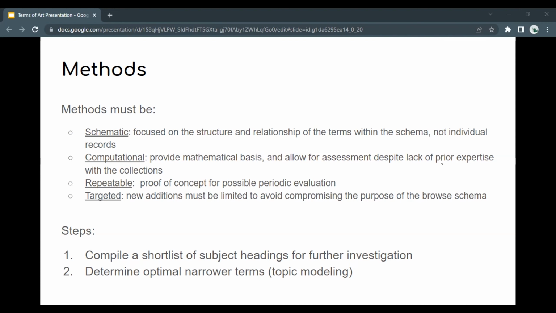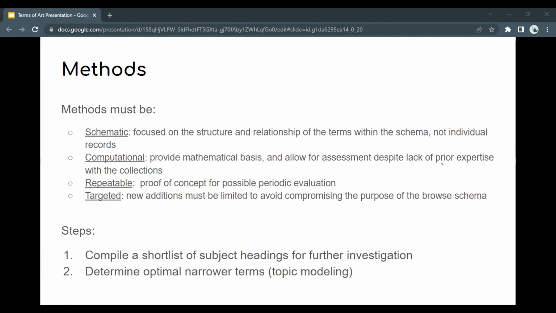I also wanted to make sure that my project methods would be repeatable so that similar analyses might be run again in the future as UNTL staff would continue to monitor the ongoing growth of this vocabulary. And finally, I also needed to make sure that my efforts would be targeted so that I would suggest only a limited number of new headings. And this goes back to the browse-centric purpose of the schema and its corresponding need to limit the total number of subject terms. Whatever changes I proposed would basically need to be small enough in number that they wouldn't overbloat the schema and compromise its browsing function.